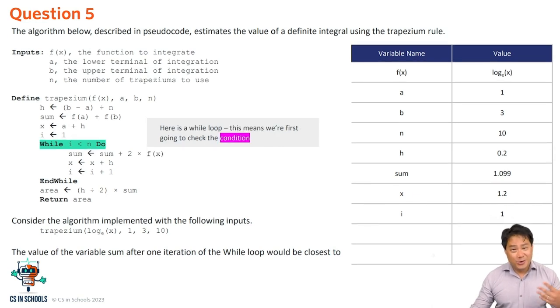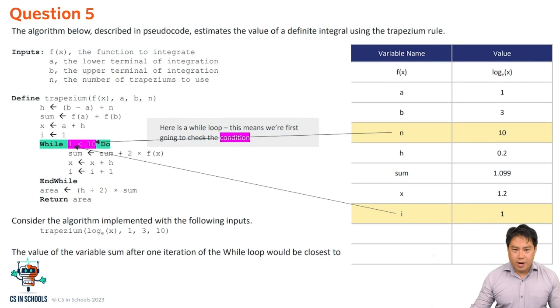To determine whether or not we repeat the code, we always look at the expression that follows to the right of the while keyword. So in this case, it's i less than n. And that expression will always evaluate to either true or false. So let's see what that gives us. Let's plug in the values. i is substituted by 1 and n is substituted by 10. We now have the expression 1 is less than 10. Now that expression will only give us a true or false answer. In this case, 1 is less than 10, so it's true.